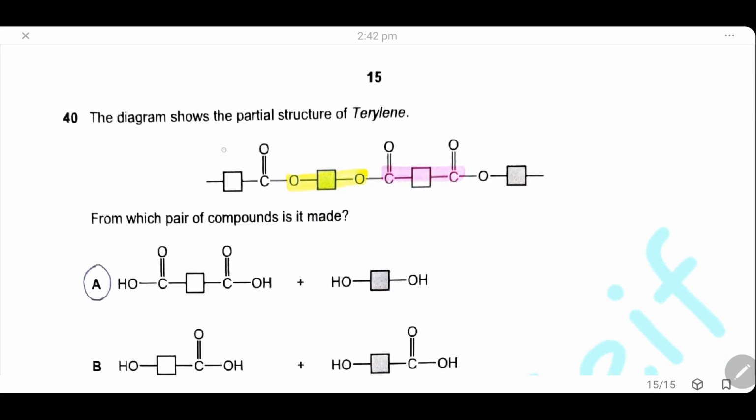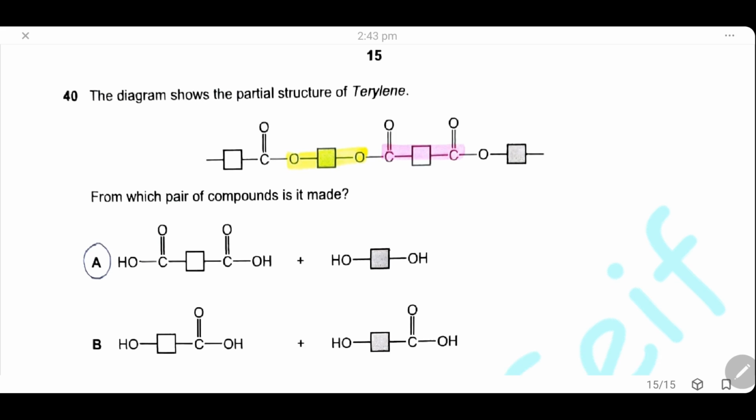Question 40. The diagram shows the partial structure of Terylene. From which pair of compounds is it made? Terylene is a polyester. It is formed from 2 types of monomers. The first monomer is a dicarboxylic acid, having carboxylic groups at both ends of the monomer, and the second monomer is a diol, which has 2 hydroxyl groups, one on each side. So as we can see from the highlighted monomers, this is the diol monomer, it's here, and this is the dicarboxylic monomer, so the answer will be A.